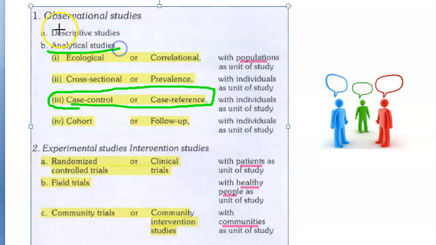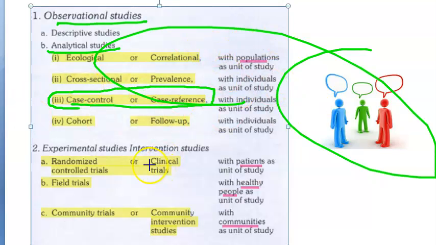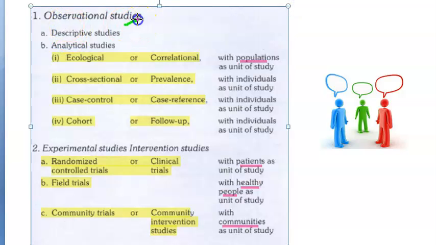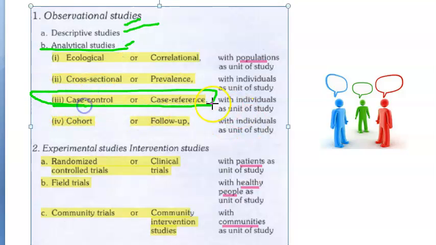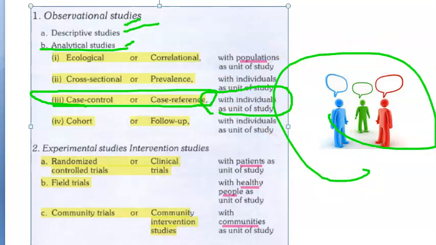It is a type of analytical study that comes under observation. So you're just doing some observation. You're not doing any experiment. If you're doing any experiment, that will become experimental studies. Under observational itself, you have descriptive and analytical. Analytical is where you're analyzing, and there you have the case control or case reference. Here you are taking individuals as the unit of study.